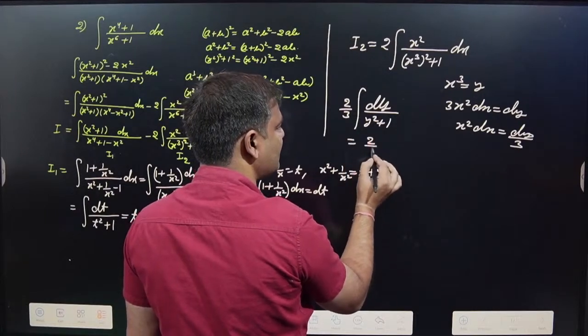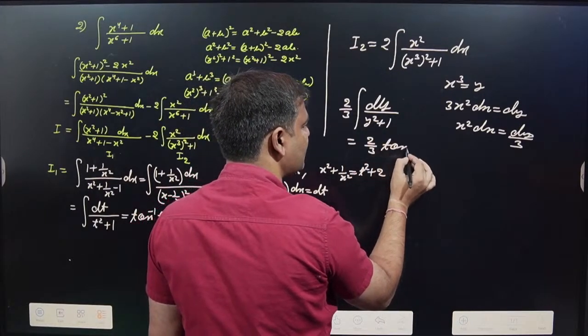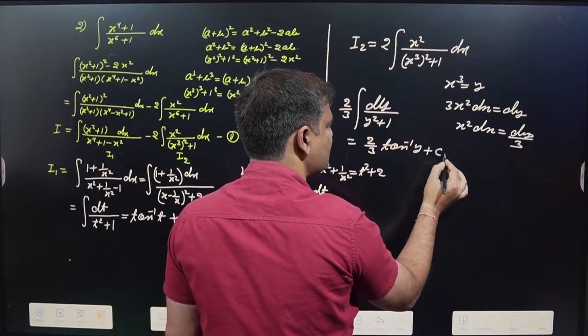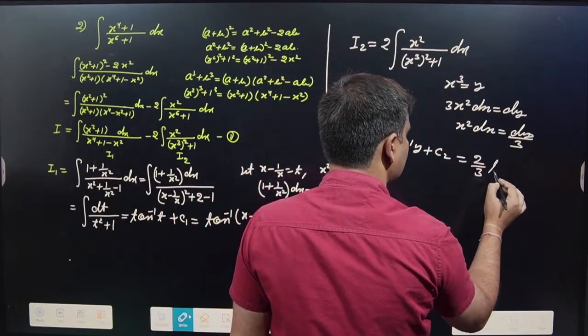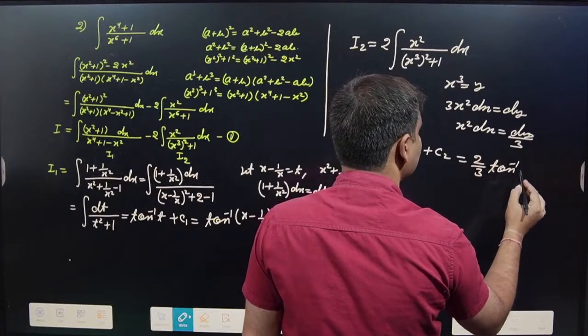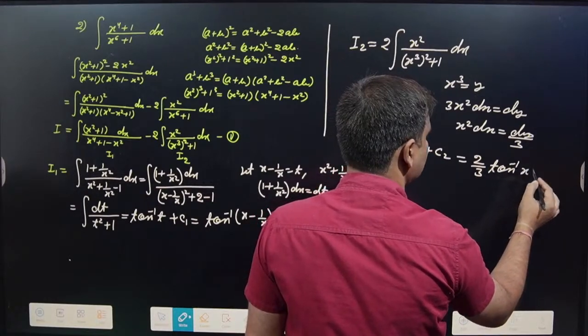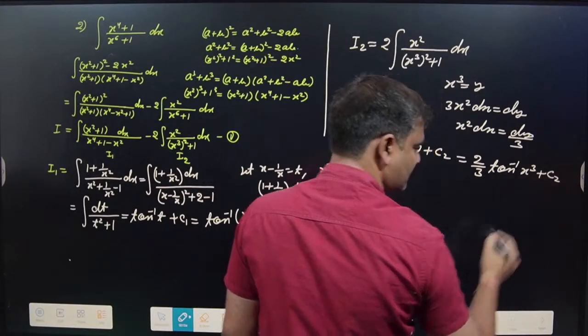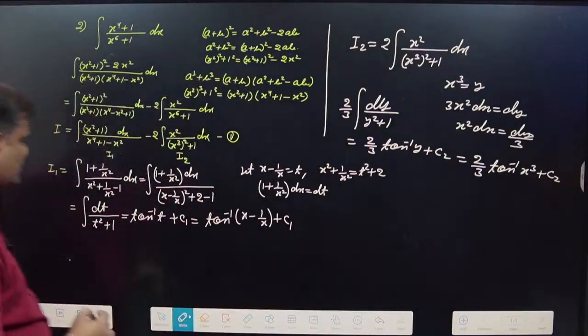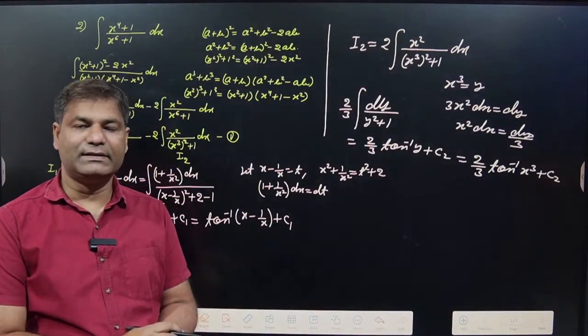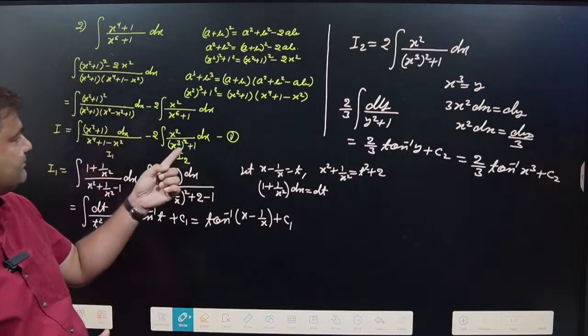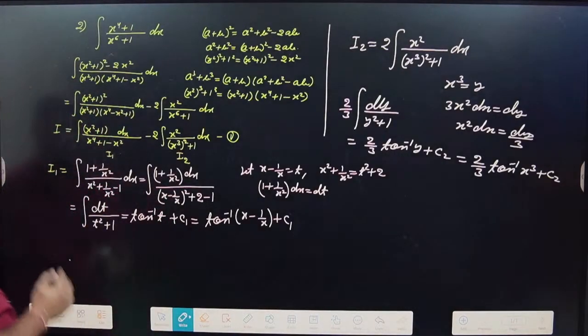So 2 by 3 into tan inverse y plus c2, and y is x cube, so 2 by 3 tan inverse x cube plus c2. Okay, clear? Now after that I1 and I2, put here in equation number 1.